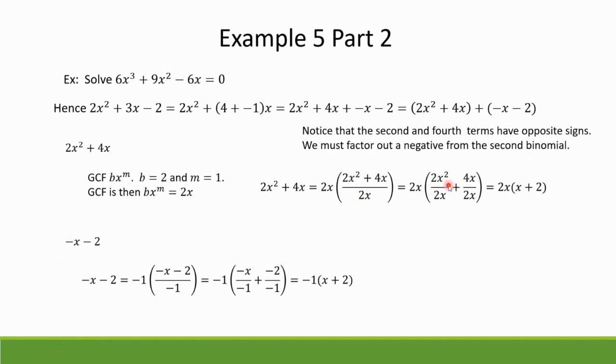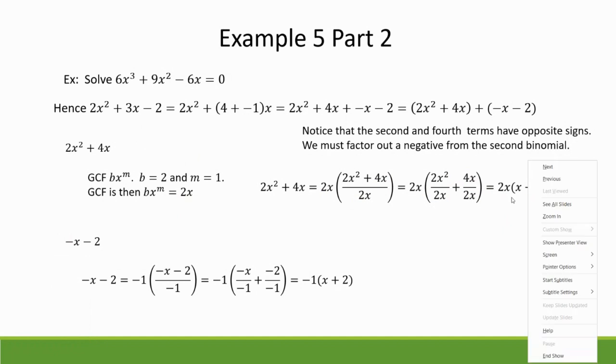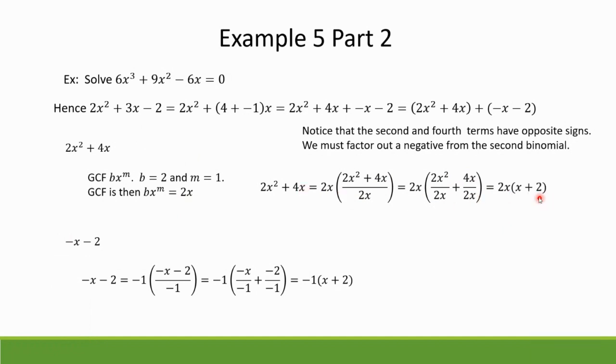So we get 2x times 2x squared over 2x. That's just x. 4x over 2x is 2. Okay, that's good. And so from here, we have the first group factored.